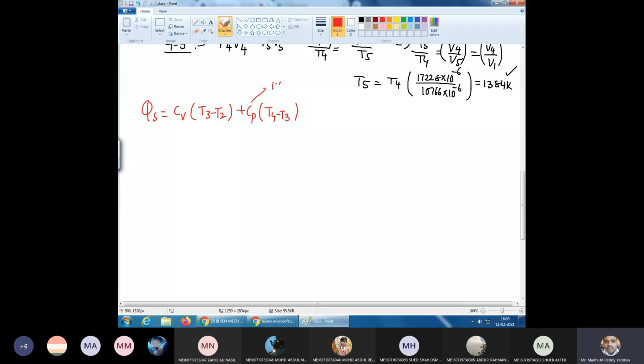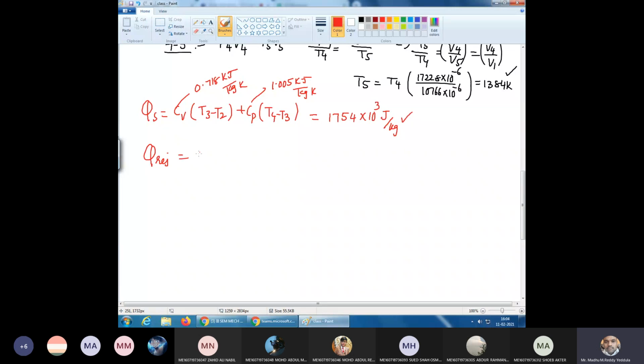Cp value is how much? 1.005 kilojoules per kg Kelvin, and Cv is 0.718. You should remember these values. If he gives them it's okay, otherwise you should remember these values. And all the temperatures are with you. The only thing is you should convert kilojoules to joules by multiplying by 1000, because joule is the SI unit. If you do everything, you will get 1754 into 10 power 3 joules per kg. This is the heat supplied.